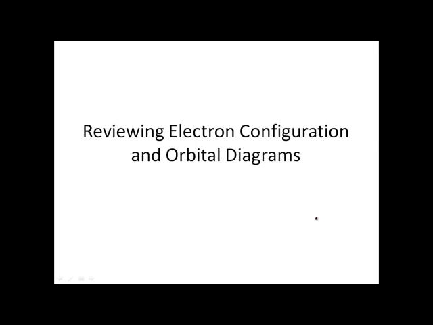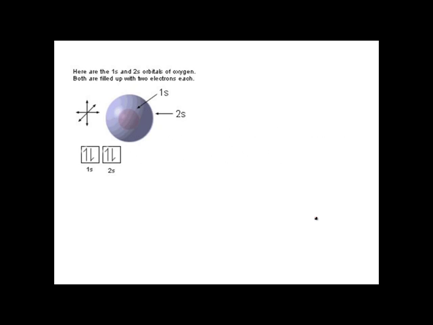Okay, so what I'm going to do is go over some electron configuration and orbital diagrams. I'm going to just give you kind of an overview first, and then I'll get into a few examples. Now let's start with this particular picture here.